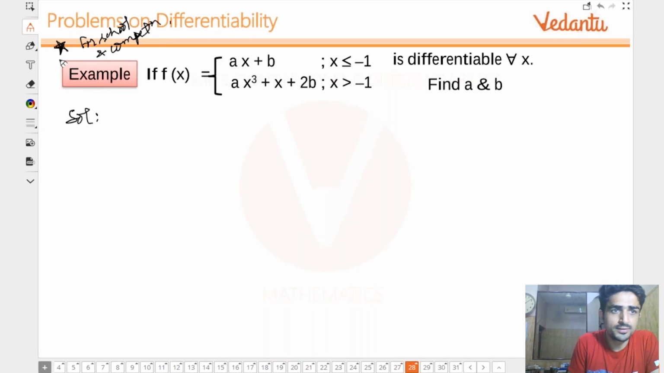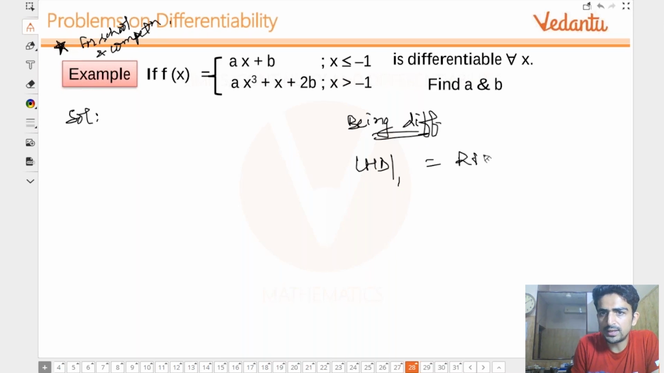Now the point is, why I'm drawing a line? Students use only half the information. Being differentiable, the left hand derivative at 1 should be equal to the right hand derivative at 1. Sorry, minus 1. Yes. But in school, you find these derivatives properly by definition. Here I'm doing it by shortcut.